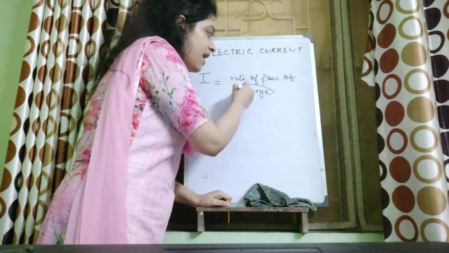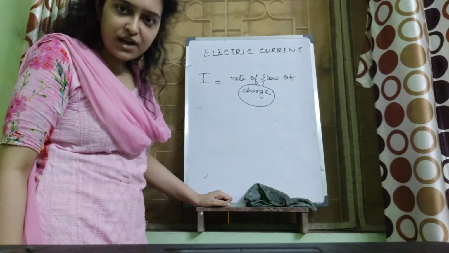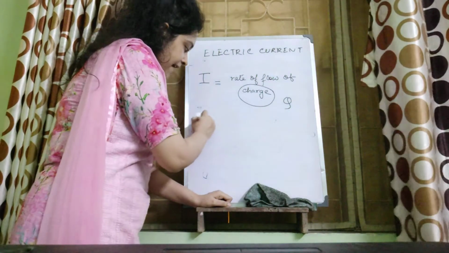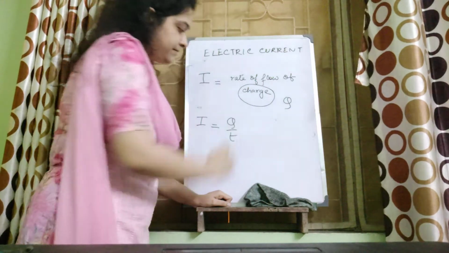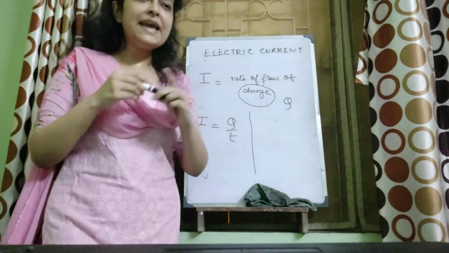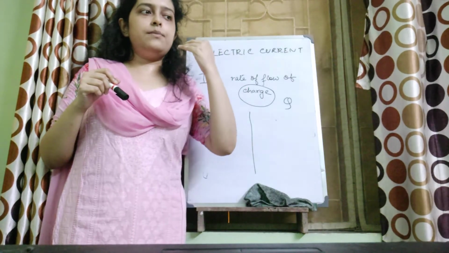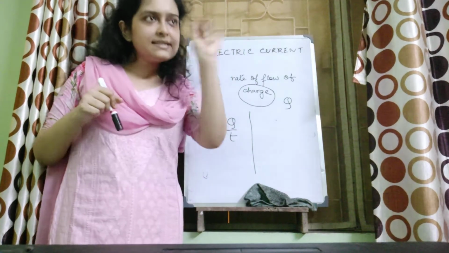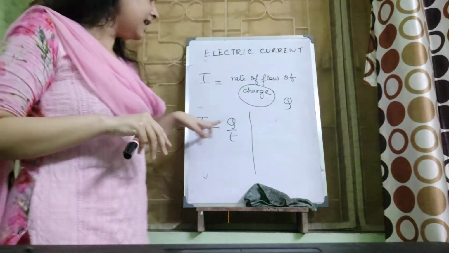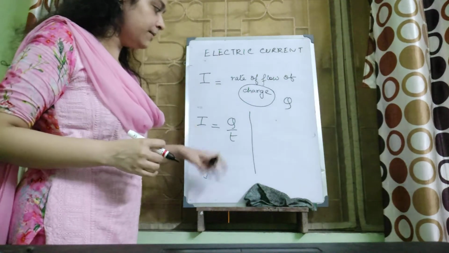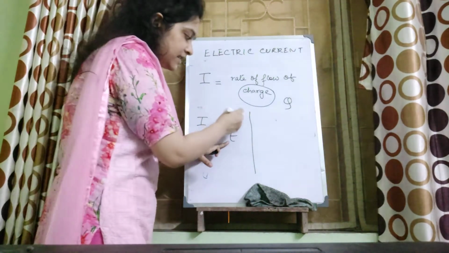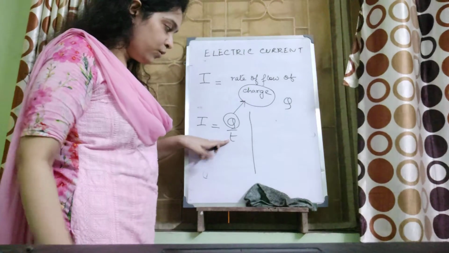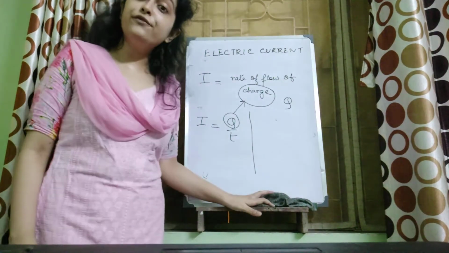Now the electric charge, we can denote it with the symbol Q. So therefore I can write I = Q/T. Just like you remember, speed is equal to the rate of distance covered per unit time, distance by time. So just like it, current is the rate of flow of charge, the amount of charge flowing per unit time. What does Q represent? Q represents charge. T represents time.